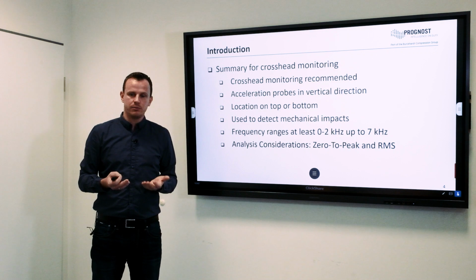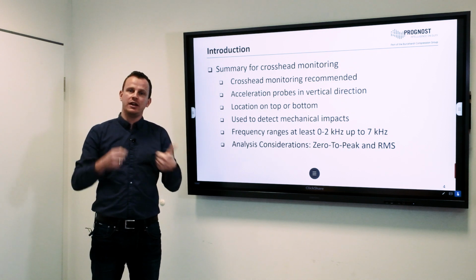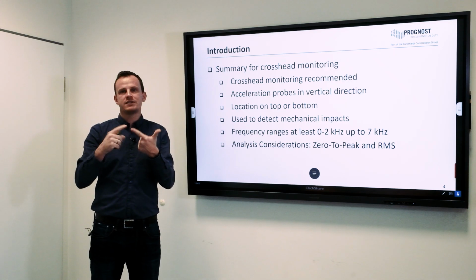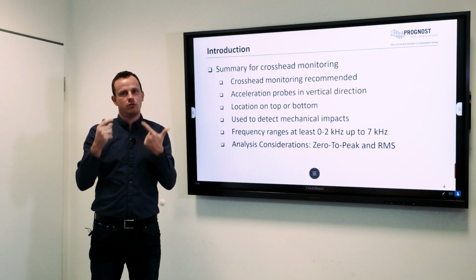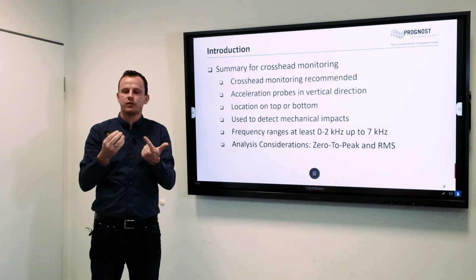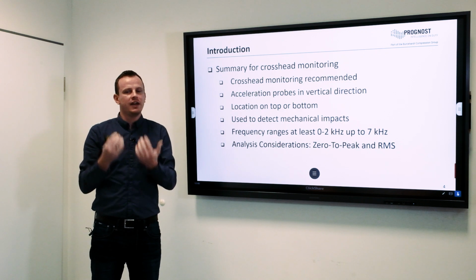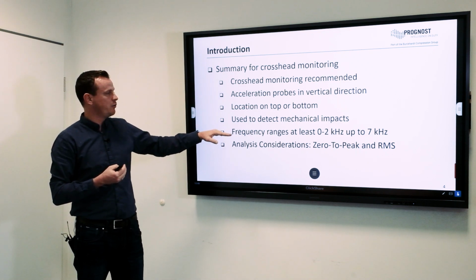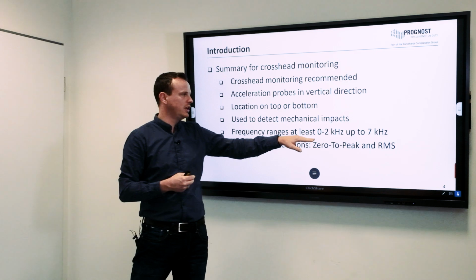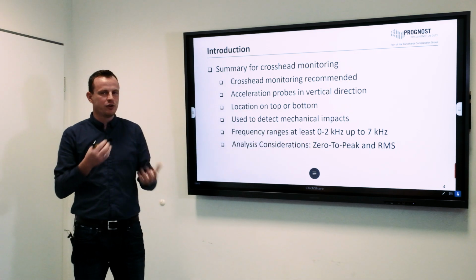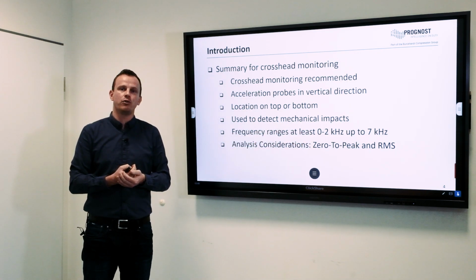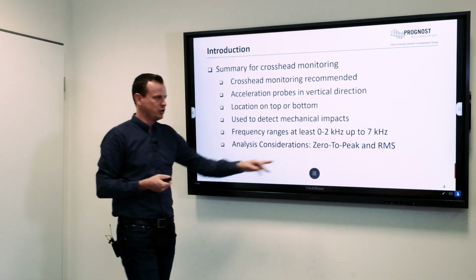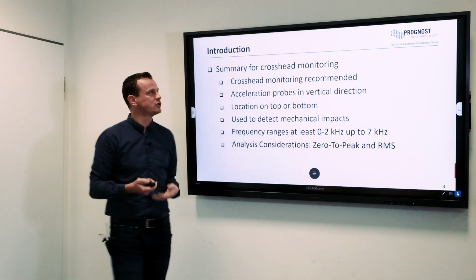The summary of the crosshead monitoring shows us here that we are talking about an acceleration vibration probe. This vibration probe can be installed in various directions, depending on the space or on the design of the compressor. It will detect mechanical impacts, and we have the possibility to check different frequency ranges. As mentioned, this is the main topic of today. So what is important? Are the first 2000 Hz important, or do we have to go up to 7000 Hz? And important as well is, do we check zero to peak or RMS? So that is the first question of today.